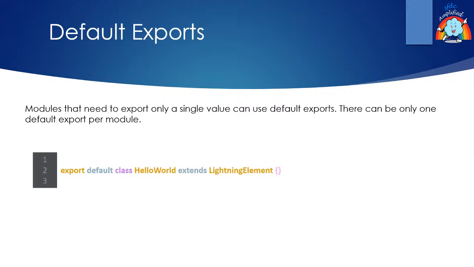A module that needs to export only a single value can use a default export. So there can be only one default export per module. So here we are writing export default class HelloWorld extends LightningElement. LightningElement is nothing but a class, through which we are able to create our own custom element.